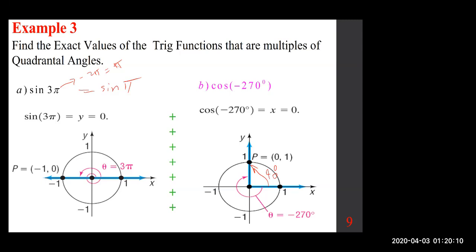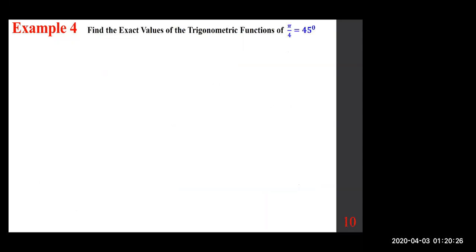All right. We are ready for the next one. Fairly straightforward. We want to find the exact values of trigonometric functions for pi over 4, which is the same as 45 degrees. And of course, we can use the information we have regarding the unit circle.